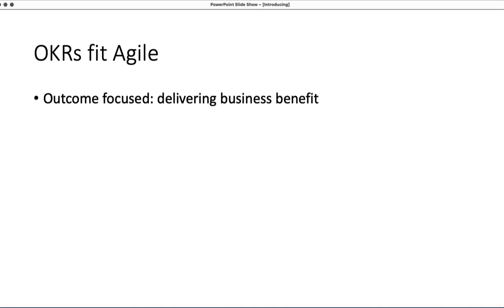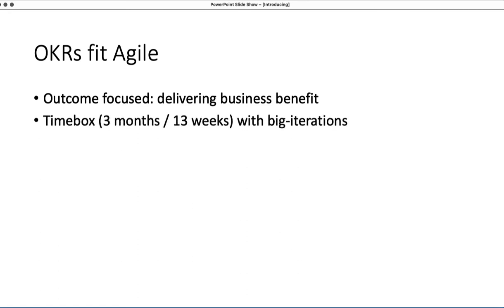More importantly, OKRs fit well with Agile because both OKRs and Agile are outcome focused. It's about delivering business benefit. It's about delivering useful stuff, properly delivered software which creates an outcome which is beneficial to people. OKRs have a similar big iteration cadence, usually 3 months or 13 weeks. You get to spend 12 weeks hard at the code face building stuff, and perhaps 1 week relaxing a bit and considering where you go next.